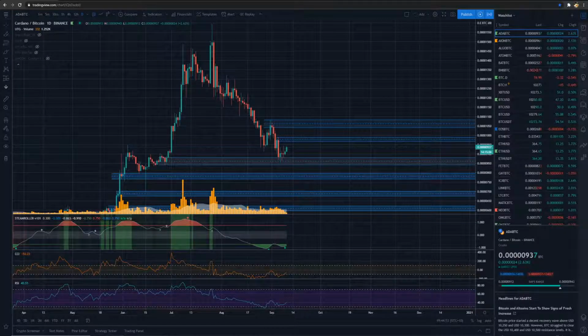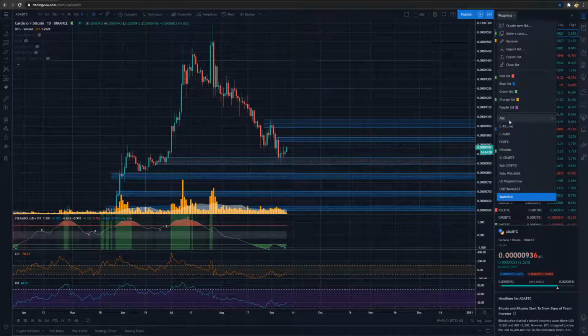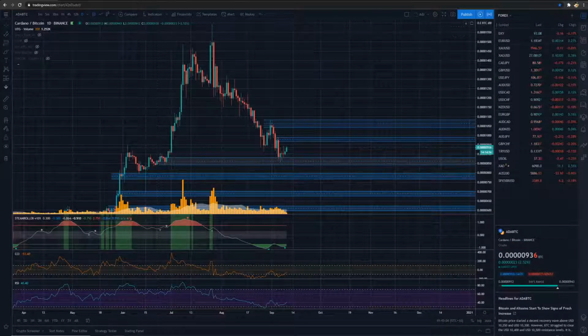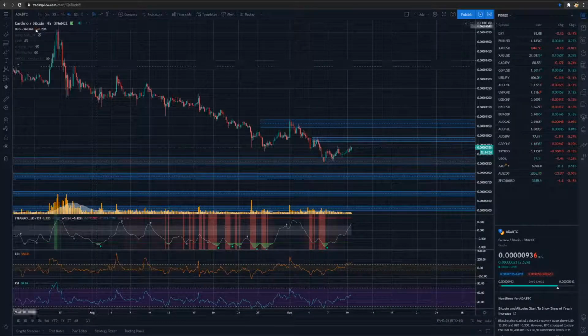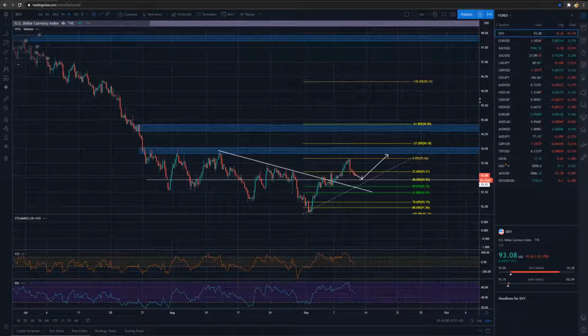So if there are no requests for charts tonight, I'll go straight into the DXY and have a look at gold as well, and maybe a look at some of the stock market movements over the last couple of days. We'll have a look at the DXY.